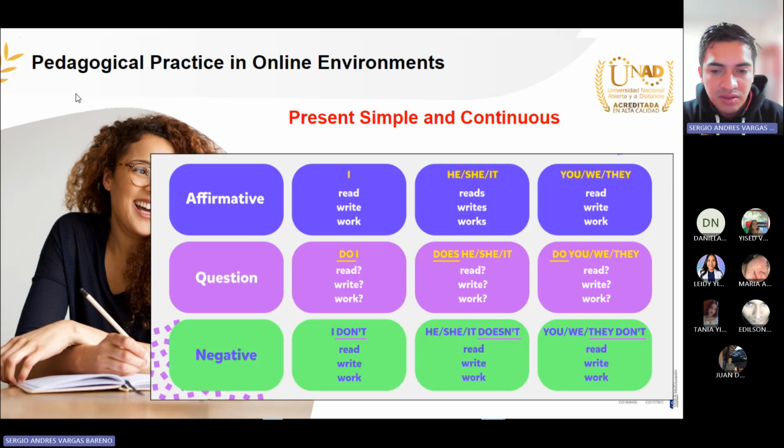And we continue with the negative, which has another particularity. In this case, we use don't for most pronouns, but in the case of he, she, or it, we use doesn't to make the negative structure. Is it clear at this point, or do you have any questions?